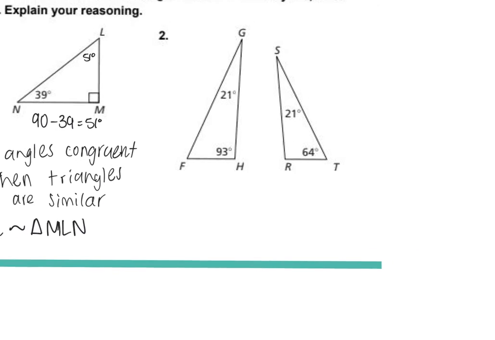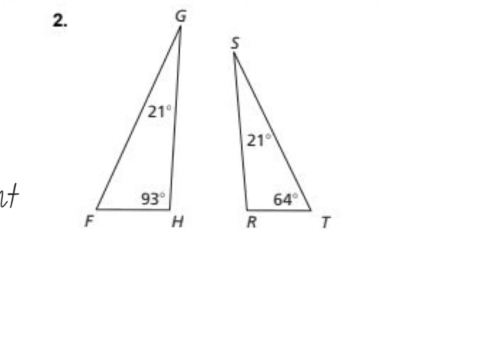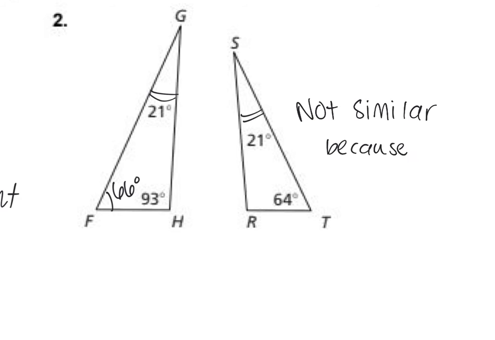All right, number 2. Are these two triangles congruent? I'm sorry, similar. No. Why? Because when you add 41 plus 93 and subtract that by 180, you get 66, not 64. Good. This is 66 degrees. And then this means that we only have one set of congruent angles. Not similar because not all angles are congruent.